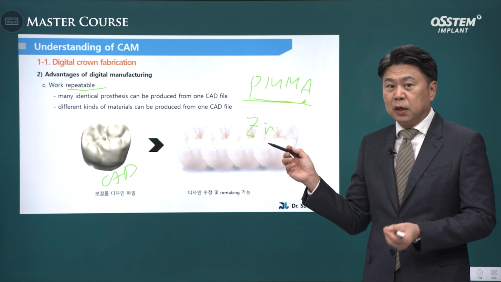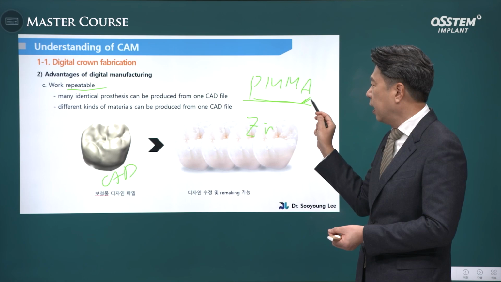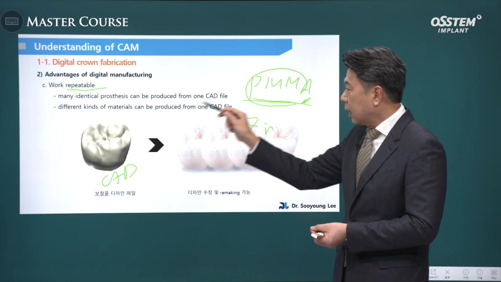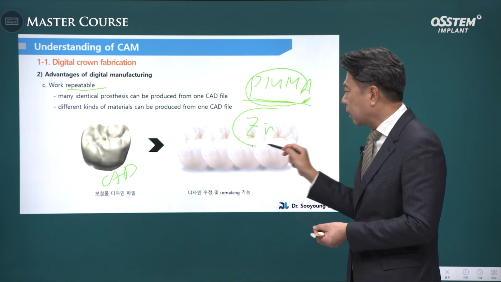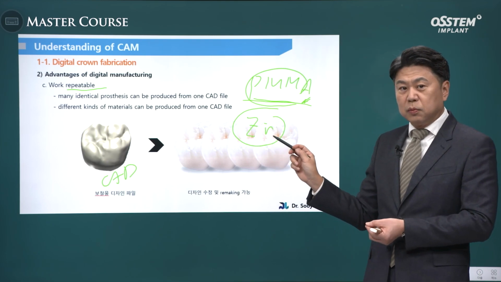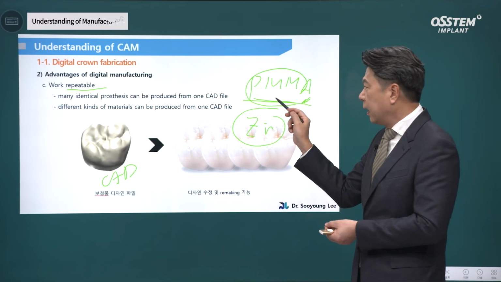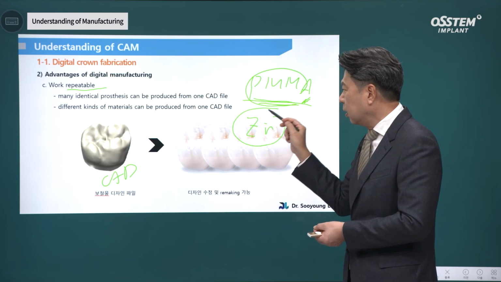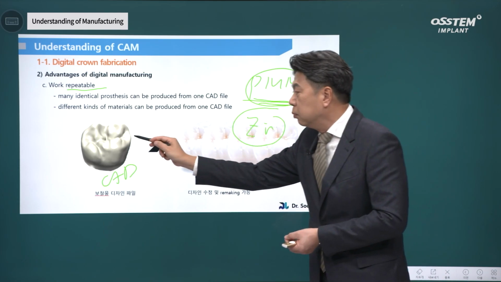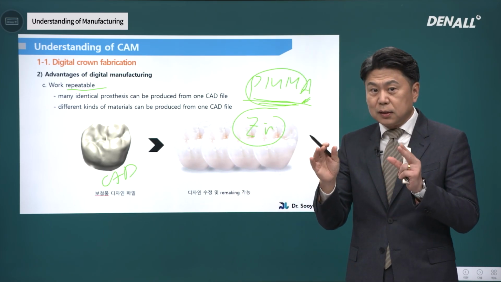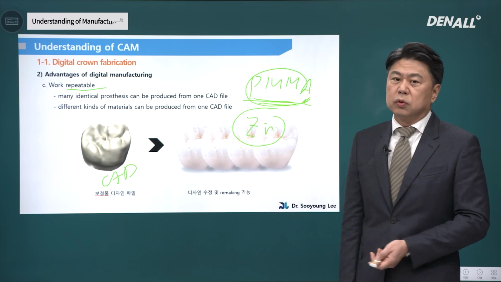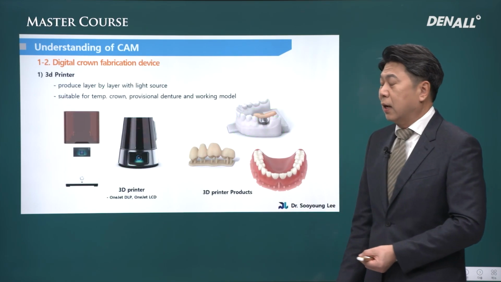If the patient is satisfied, you can use the same data and print it out with the zirconia. If there is something uncomfortable with the temporary, before we print out the zirconia, by modifying the CAD a little bit, we can do the printout again, which is a great advantage. Let's have a look at it one by one.